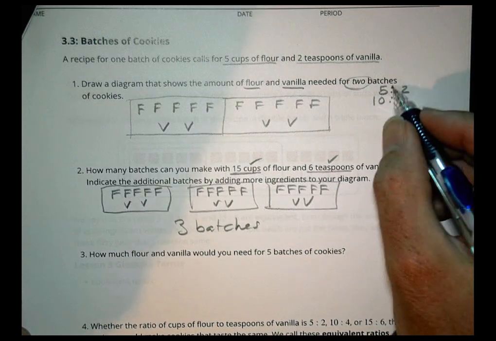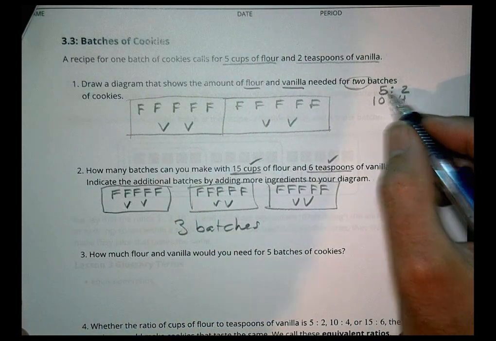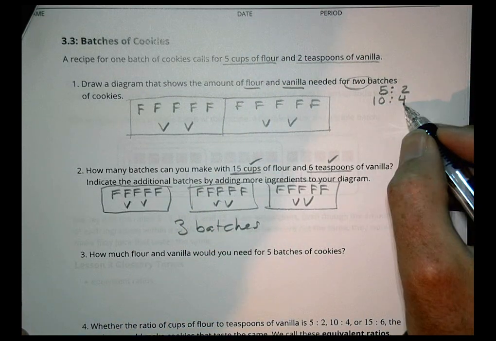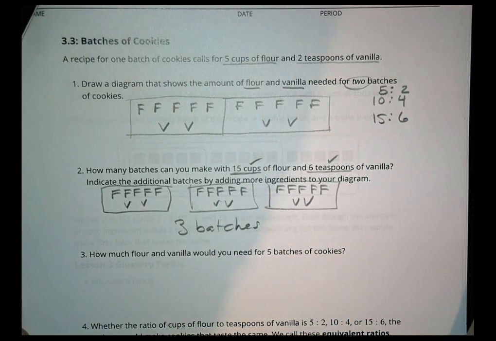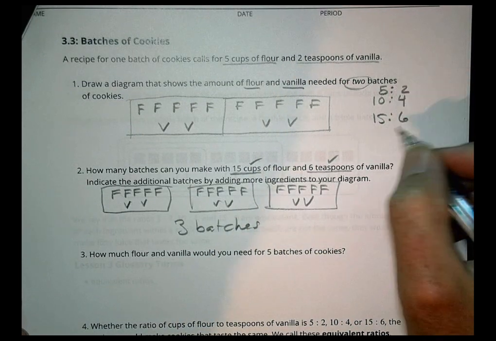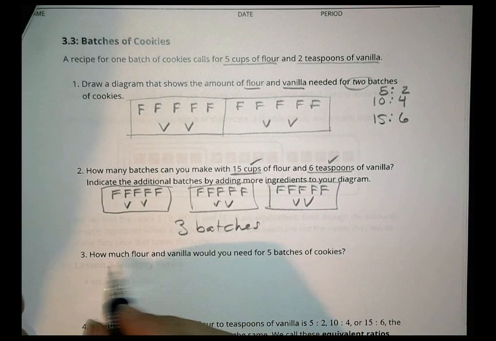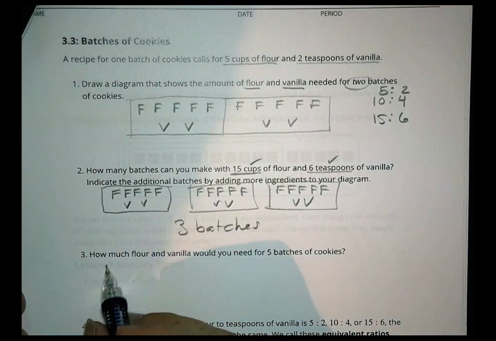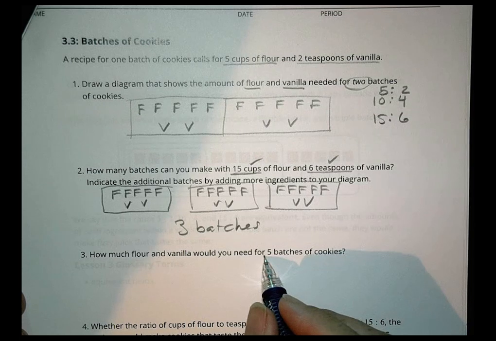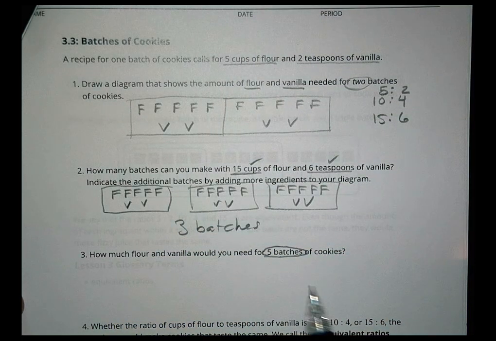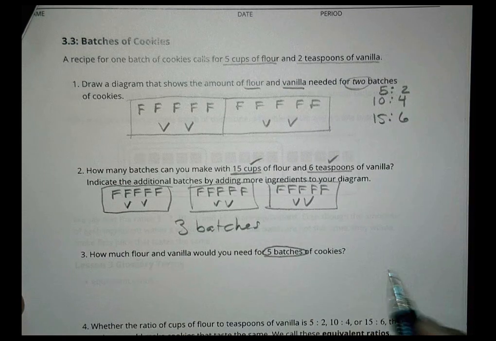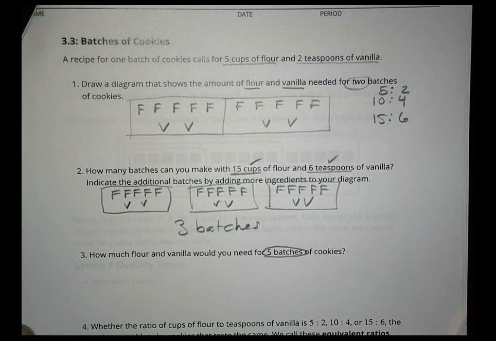So if I go back to my equivalent ratios, I had 5 to 2 to start with, 10 to 4, and I also have, look at that, 15 to 6, right? So this becomes a series of equivalent ratios. Number 3 then says, how much flour and vanilla would you need for 5 batches? Oh my goodness, 5 batches. Again, I could draw another picture, but now I'm drawing a lot of flour boxes, right? That's a lot of pictures to be drawing. Is there a faster or simpler way?